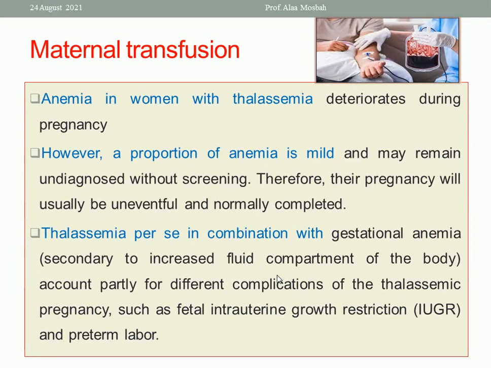What about maternal blood transfusion during pregnancy? All of us know that anemia in women with thalassemia deteriorates during the pregnancy. However, some mild anemia may pass undiagnosed without screening, and the pregnancy continues normally. Thalassemia per se, in combination with gestational anemia, secondary to increased fluid compartment of the body, accounts partly for different complications of thalassemic pregnancy, like fetal intrauterine growth restriction and preterm labor.